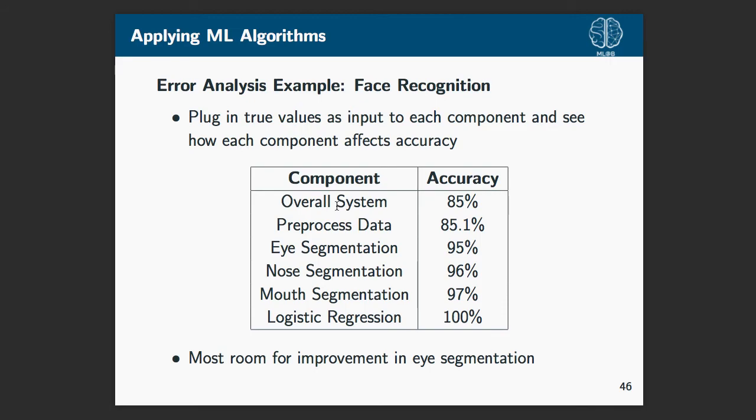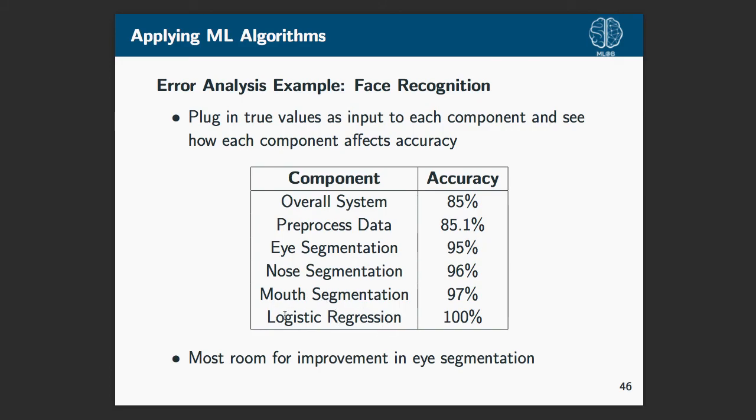You should go through and plug in the true values for each component. So for example, you can go through and after pre-processing the data, what should the actual pre-processed data look like, and plug that in and see what the overall accuracy is. And let's say it becomes 85.1%, right? And then let's say you go through and say what should the correct values of all the i's look like, and then plug that in. And then your model might go up to 96%, and then so on.